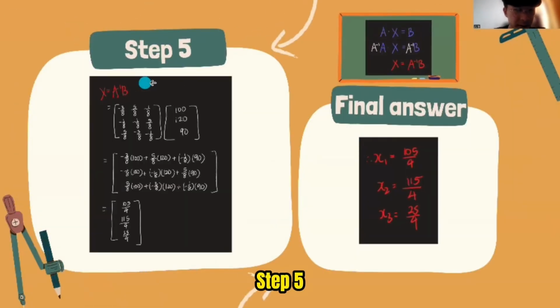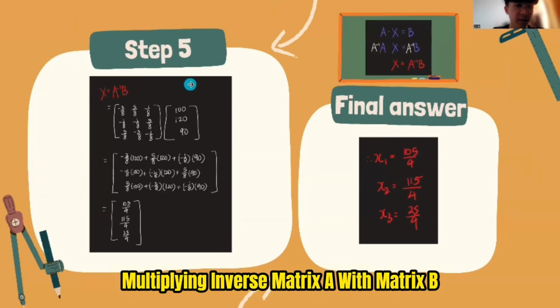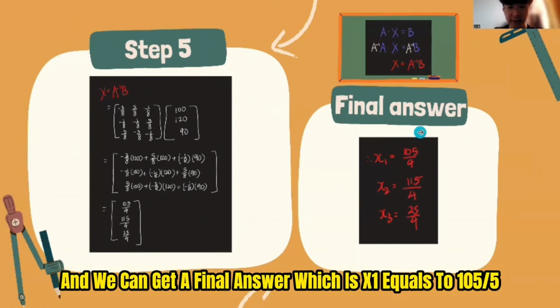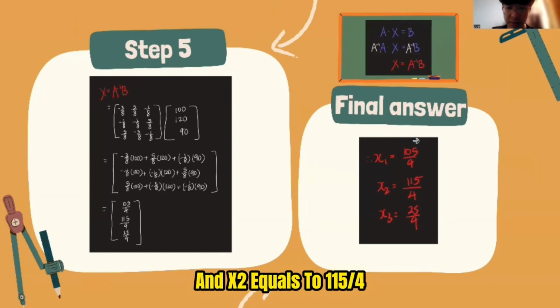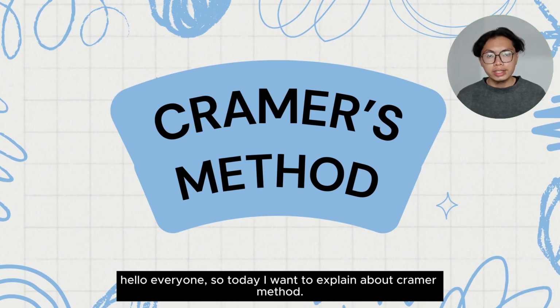Step 5, we need to multiply. We get the solution by multiplying the inverse of matrix A with matrix B, and we get the final answer, which is x1 equals 105 over 4, x2 equals 115 over 4, and x3 equals 25 over 4.